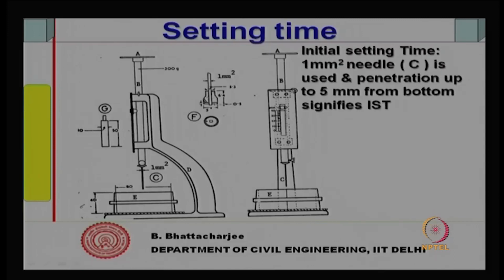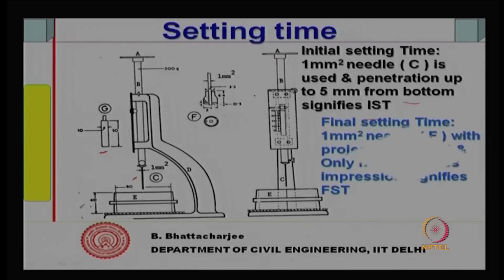Initial setting time is measured with a 1 millimeter square needle, and penetration up to 5 millimeter from the bottom signifies initial setting time. So, the needle has changed. We use one needle for standard consistency, another for initial setting time, and this needle for final setting time. This is a 1 millimeter square needle, whose projection is such that there is a small 0.3 millimeter projection.